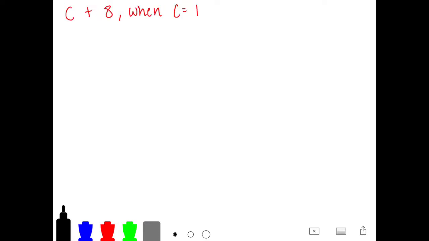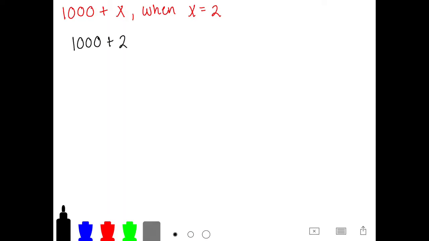Now we have C plus 8 when C equals 1. I'm going to start by plugging in 1 for C, and then adding the 8. When you do 1 plus 8, you get 9. For our next problem, we have 1,000 plus x when x equals 2. So I'm going to rewrite the problem. We have 1,000 plus 2 because you're plugging in 2 for x. And then when you add, you get 1,002.